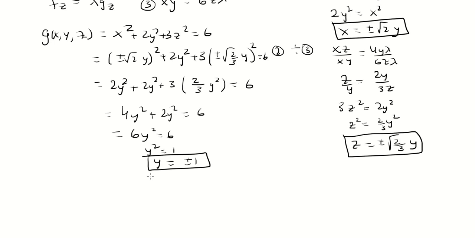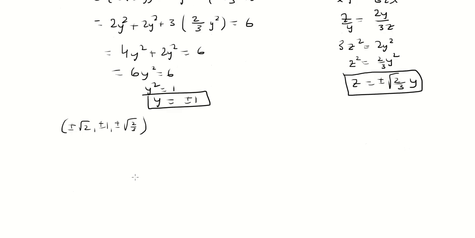Now from here we can solve for x and z. x will just be plus or minus root 2 times plus or minus 1. y is just plus or minus 1, and then z is plus or minus root 2 over 3. So from here we get 8 different points. I will not list them out, but basically, you want when all of them are positive, one of them is negative, and then two of them are negative, and then when they're all negative.